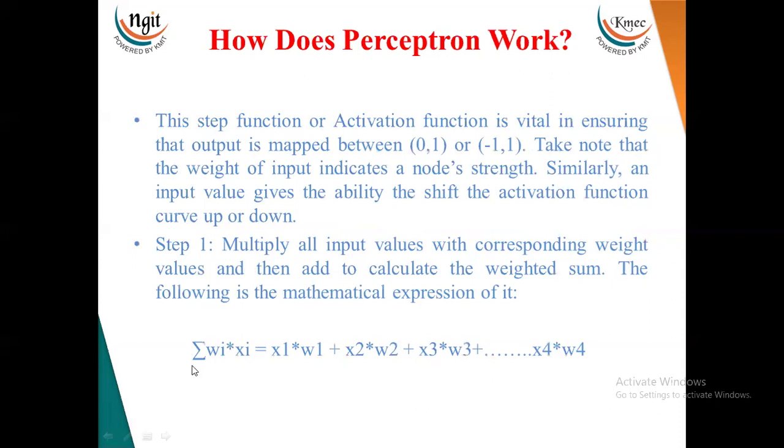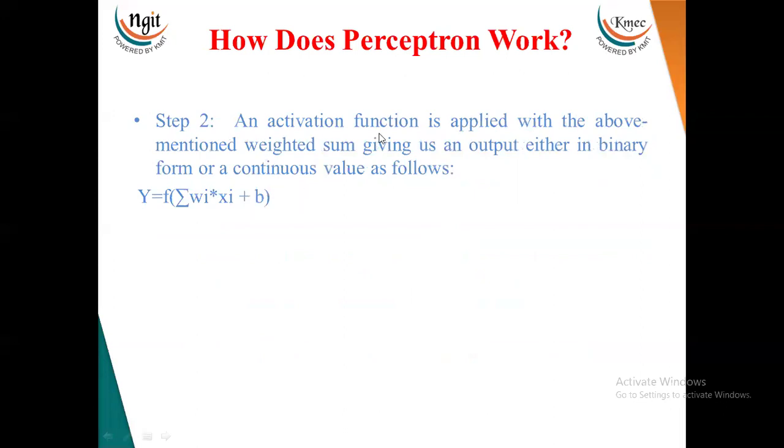So in this example, step 1, first we will multiply all the weights. Here x1 is the first input and w1 is associated with x1, x2 with w2, x3 with w3, and so on, x4 with w4. So this is our weighted sum. Then what do we have to do? I have to go for the threshold function. So what is our activation or threshold function? Step 2: an activation function is applied by summing up. So y equals f of the summation of the weights I have calculated, plus b, the bias. So this will give us our summated output.